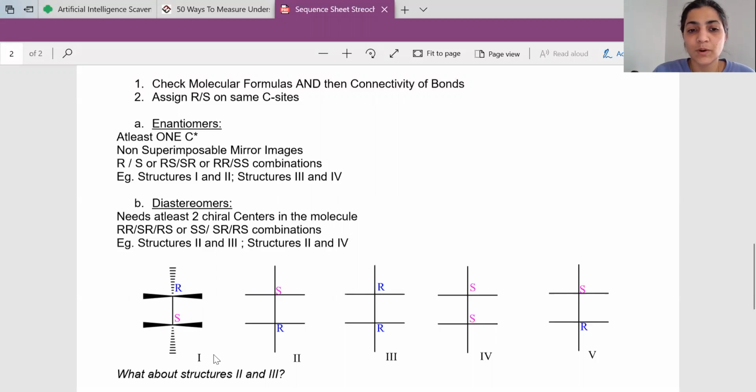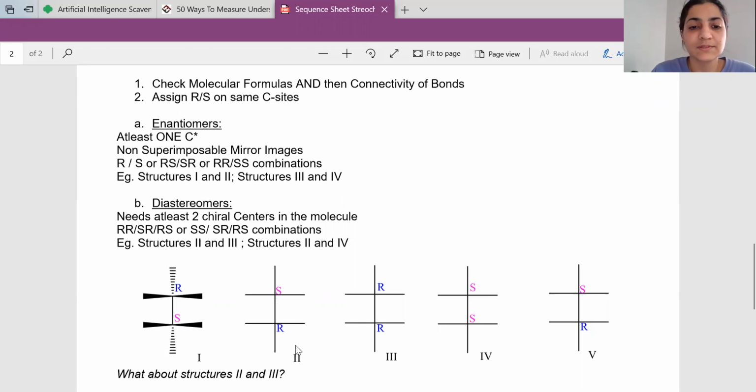So between structure 1 and structure 2, we see that the first carbons have opposite configurations and the second carbons also have exactly opposite configurations. So the RS and SR combination can be seen in these two structures. And we say structure 1 and structure 2 are enantiomers.